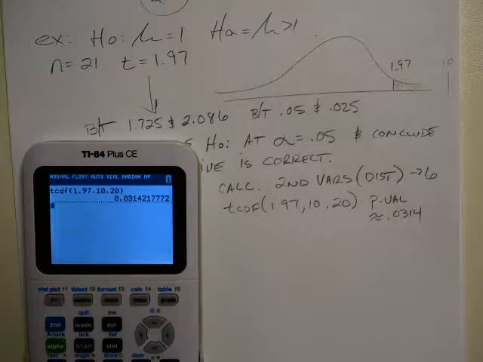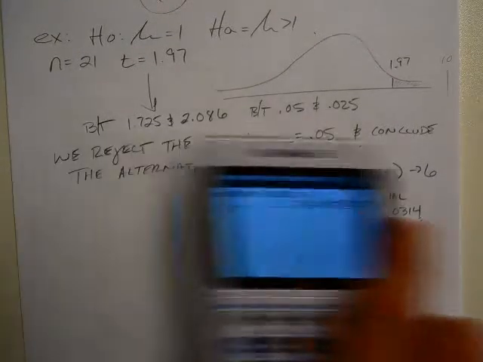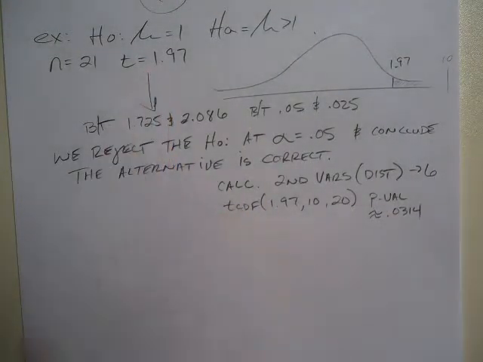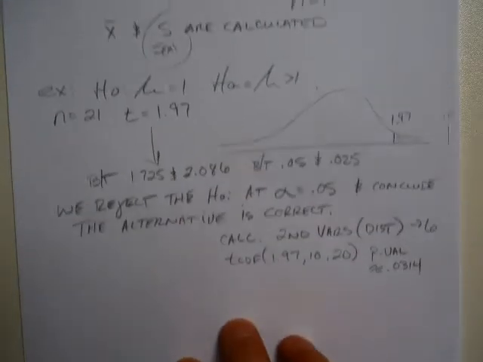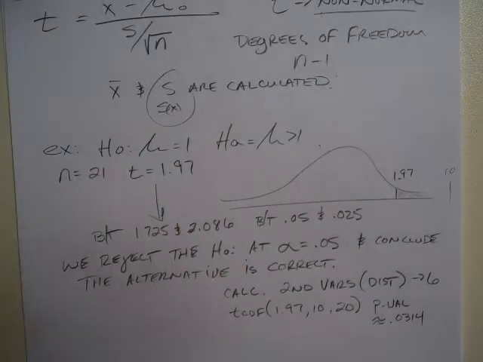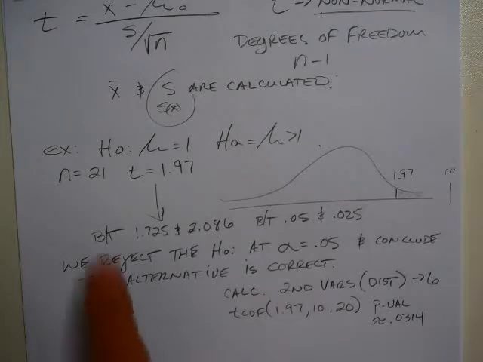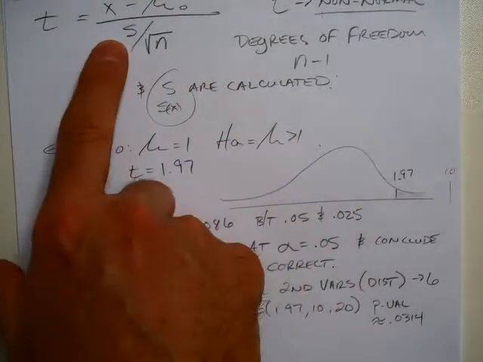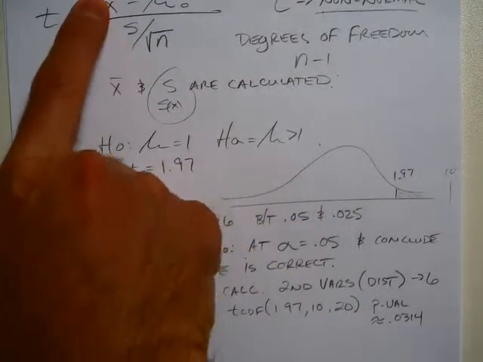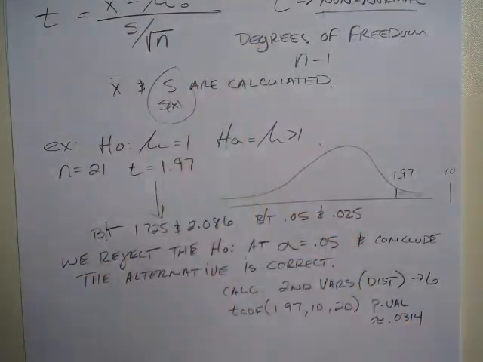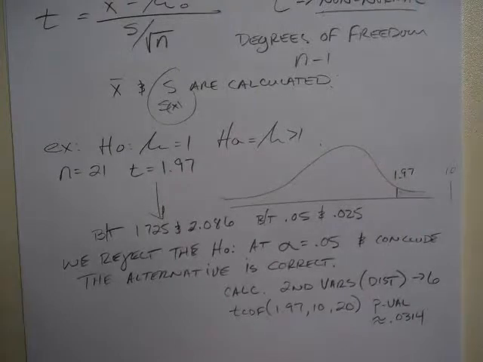Again, this is the end of a problem, right? In this example, we didn't have to calculate t. It was given to us. But in a normal problem, we'd have some set of values. We would put them into the calculator, find s and x bar, and then plug them into here to get t, and then you can go from there.